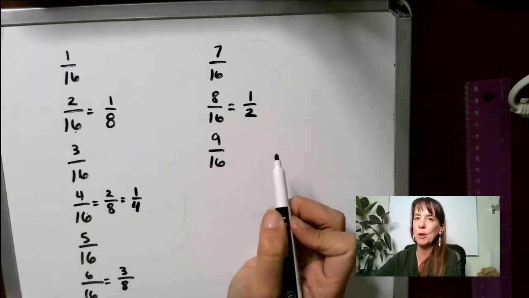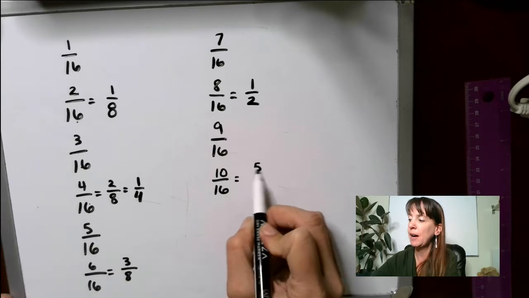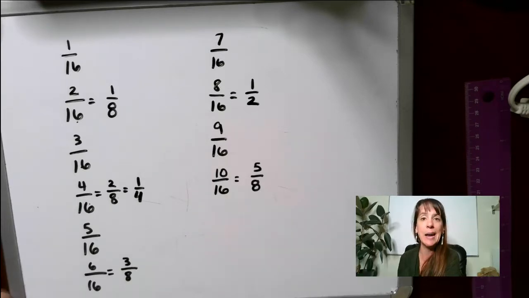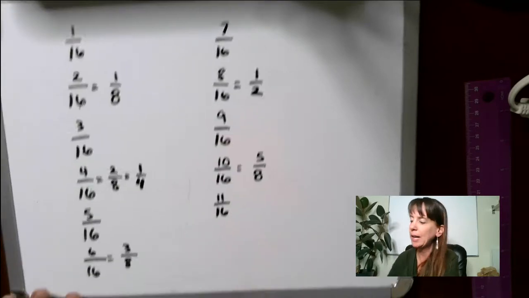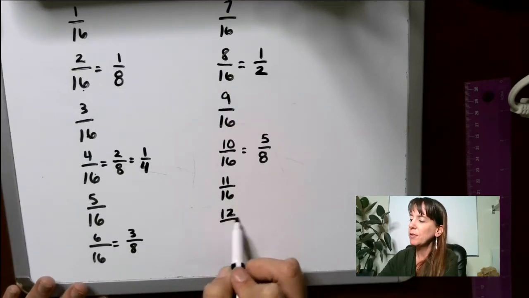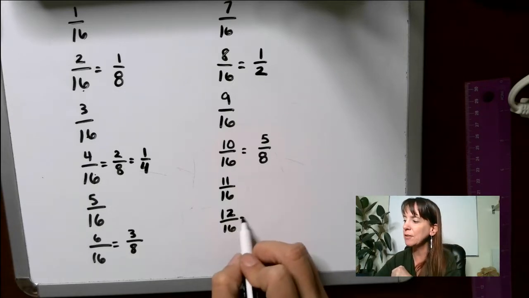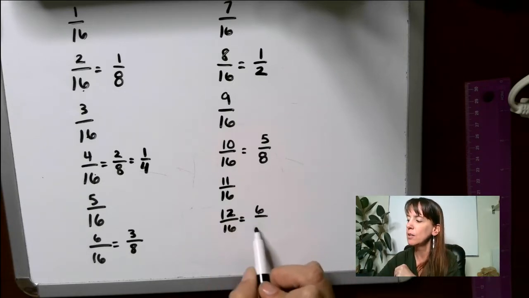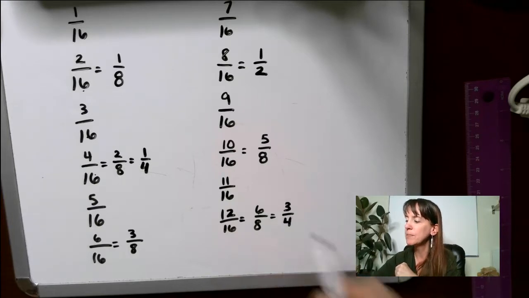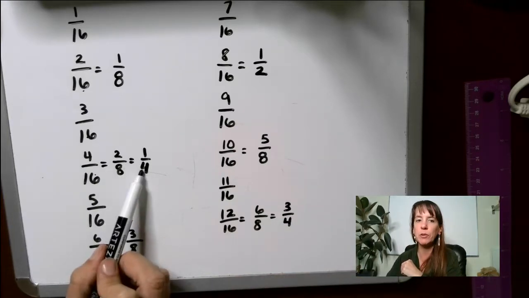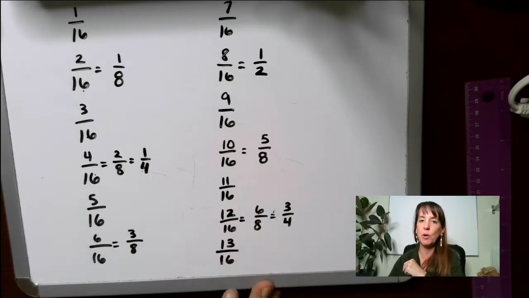9/16, that can't be broken up. 10/16, those are both evens. So that's 5/8 if I'm cutting those in half. Even numbers, right? You can cut those in half. 11/16, that can't be broken up. 12/16, that one can. We can cut it in half twice. Cut it in half the first time, we get 6/8, making sure I don't mess up here. And cut it in half again, we get 3/4. So 3/4, right? We had 1/4 over here, we got 3/4 over here. 13/16, that can't be broken up.